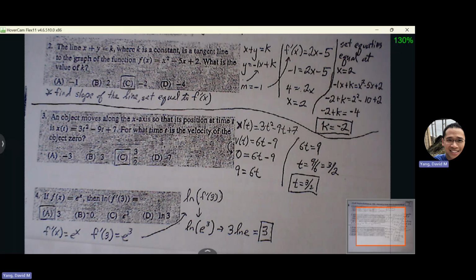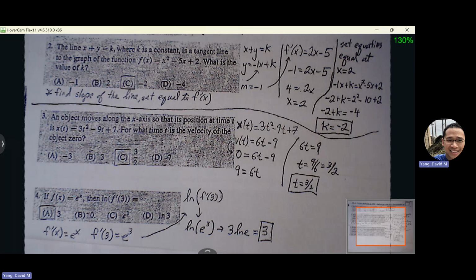Number 4, it says find the natural log of f prime of 3. So basically all of our work is trying to figure out what f prime of 3 is. So to get to f prime of 3, we're going to first find f prime of x.